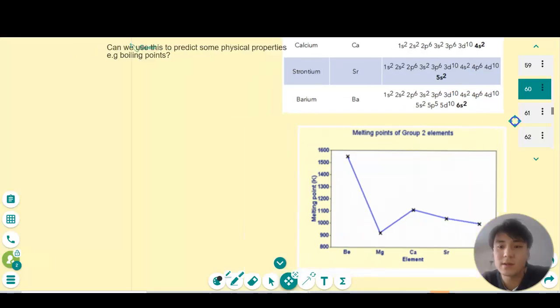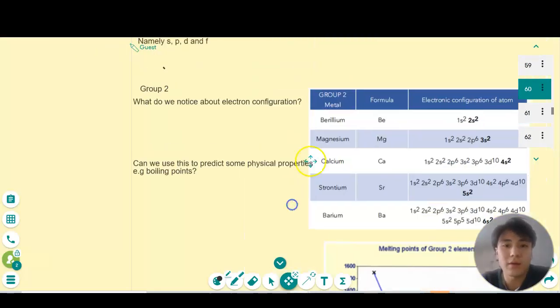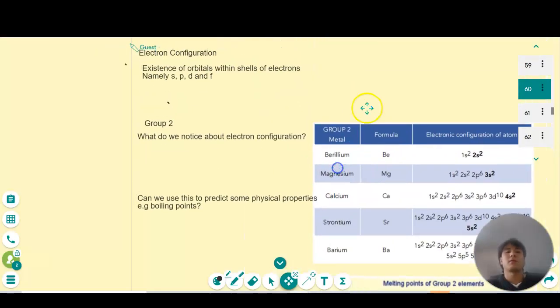So that is, in summary, a quick rundown of the Group 2 elements, and hopefully from this we can now relate electron structure, and we can use the electron structure to explain some of the reasons as to why some of the physical properties arise, in particular boiling point.